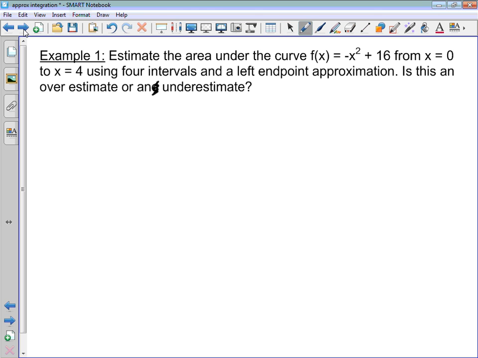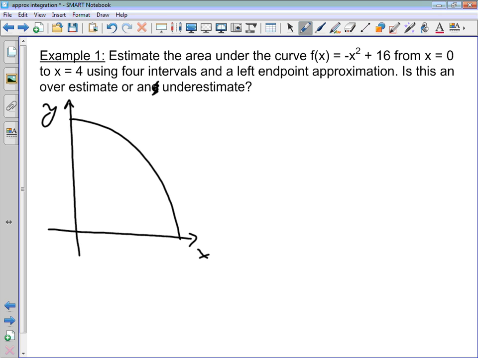So let's sketch a little graph of what this is going to look like. We've got x, we've got y. Our function is going to be an inverted parabola coming down like this. The vertex is at 16, and 4 in this question is actually the x-intercept. So we want to divide this interval from x equals 0 to x equals 4, so we can go 1, 2, 3, 4. We've got our 4 intervals: 0 to 1, 1 to 2, 2 to 3, and 3 to 4.